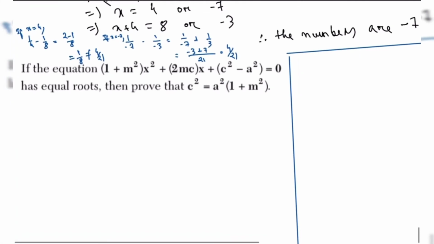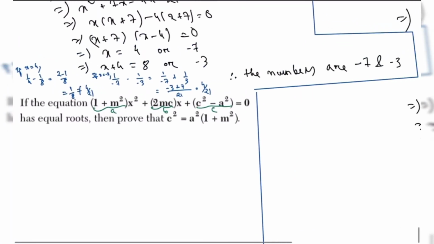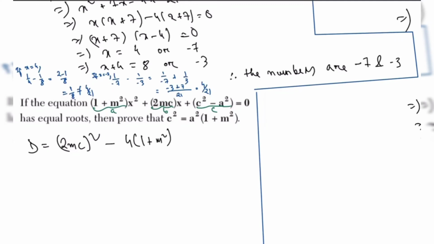This was not actually a board question, but I thought it was important that you see its solution. That's why I've included it. So if this equation has equal roots, then prove that this thing happens. It's actually quite easy if you think of it, because you can say that this is A, you can say that this is B, and you can say that this whole thing is C compared to the standard form. So equal roots means discriminant, that is twice mc whole square minus 4 times 1 plus m square into c square minus a square equals 0.